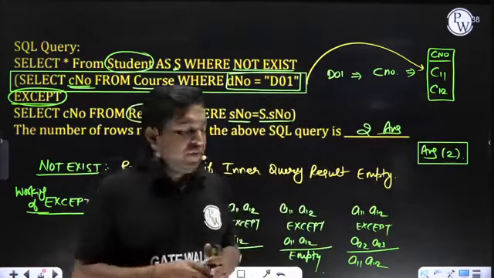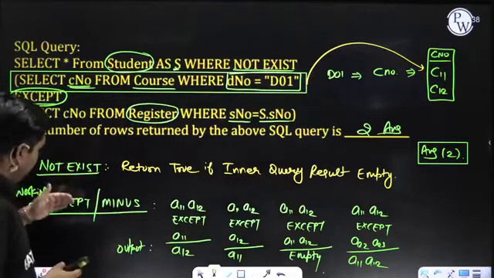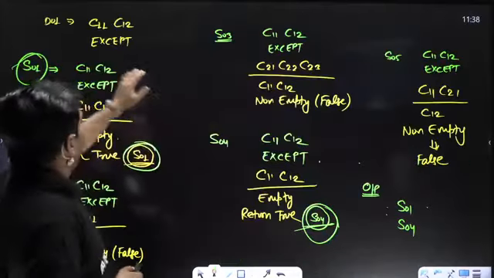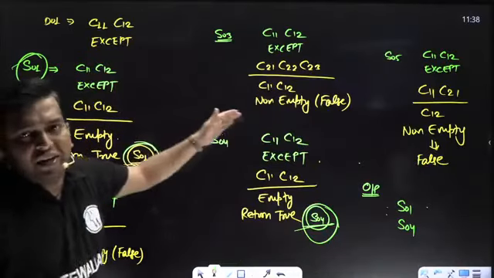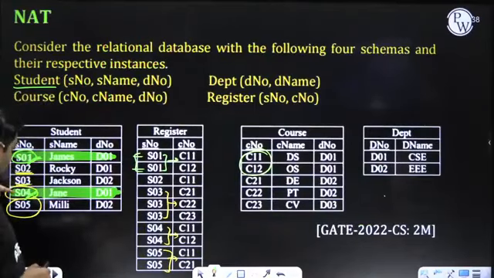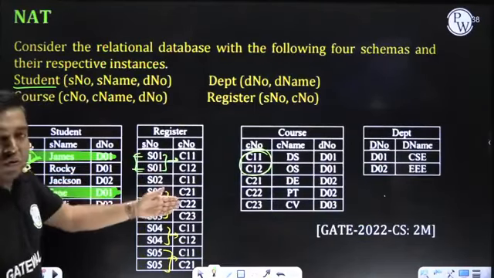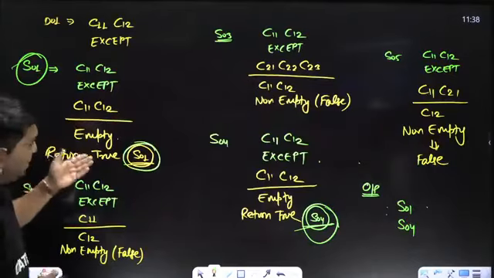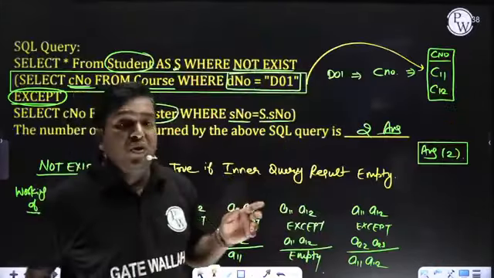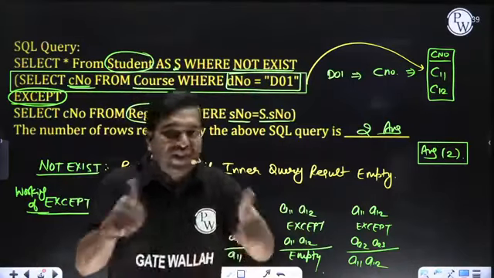It's very simple. First of all, you need to understand the meaning of not exists and except. Then here you simply get C11 and C12. Now execute for each and every student number, S01, S02, S03, S04, S05, and match the course numbers, and see which one gives empty. You will select only those tuples. So what is the answer here? When you execute, 2 is the correct answer for this question.